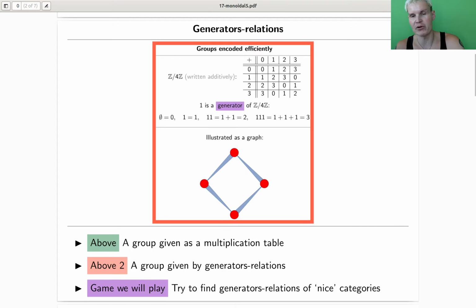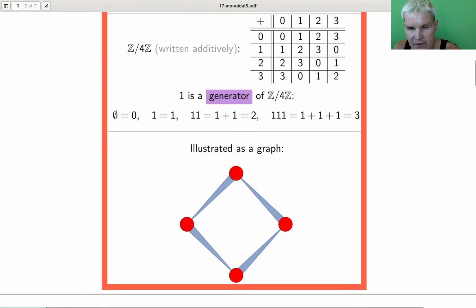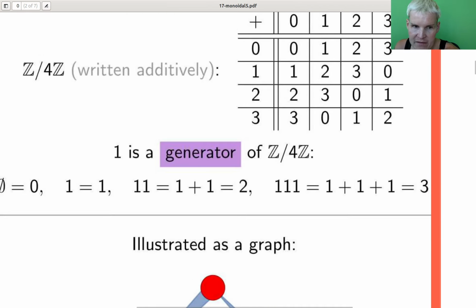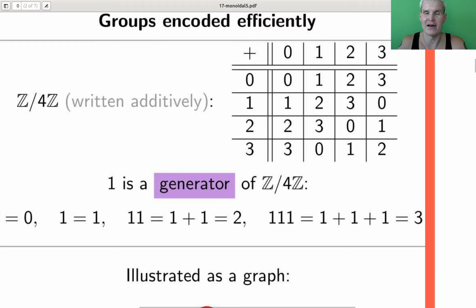Generators, relations, whatever you want to call them. And what I have in mind is the following. If you think of a group, you can encode a group in the multiplication table. Here is Z mod 4, and it's additive. So here's the multiplication table of Z mod 4. Well, 0 plus 0 is 0, 0 plus 2 is 2, 1 plus 1 is 2, something like that. So a bit boring.